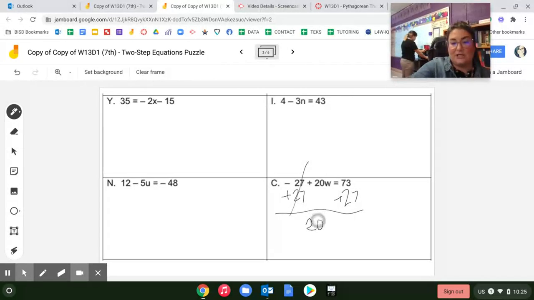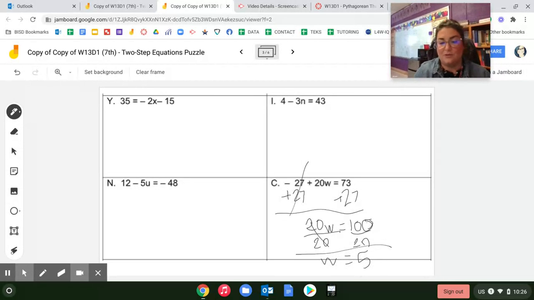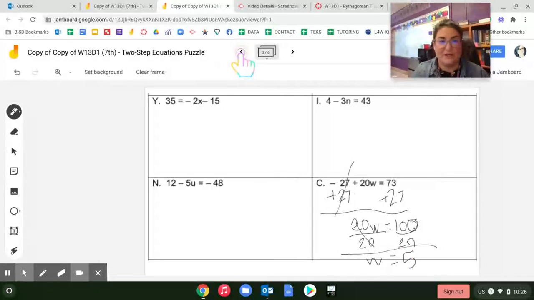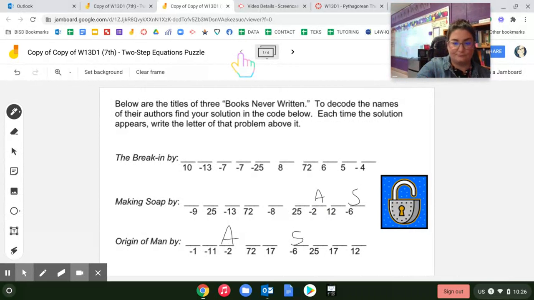We get 20W equals 100. Now we're going to divide by 20 on both sides. And we get W equals 5. So anywhere we find a 5, we're going to put the letter C. Looks like there's only one.